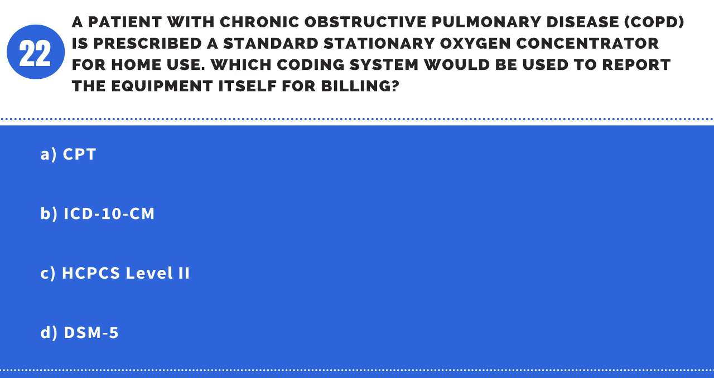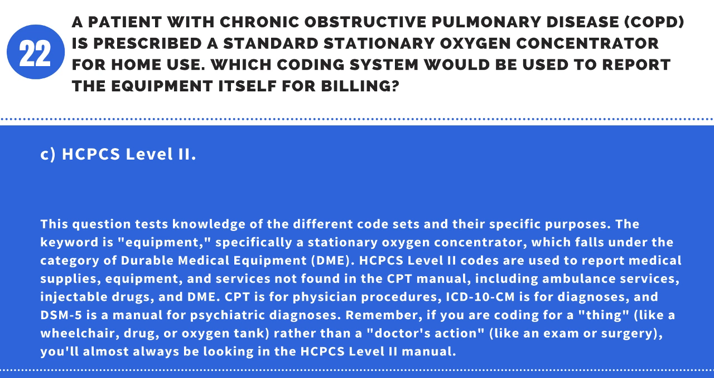Question 22. A patient with chronic obstructive pulmonary disease, COPD, is prescribed a standard stationary oxygen concentrator for home use. Which coding system would be used to report the equipment itself for billing? A. CPT. B. ICD-10-CM. C. HCPCS Level 2. D. DSM-5. Answer: C. HCPCS Level 2.